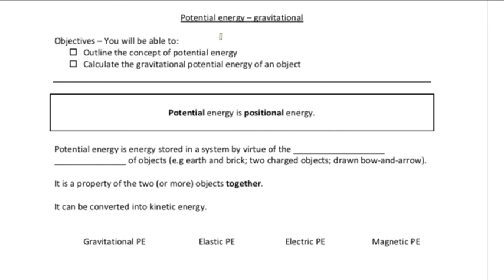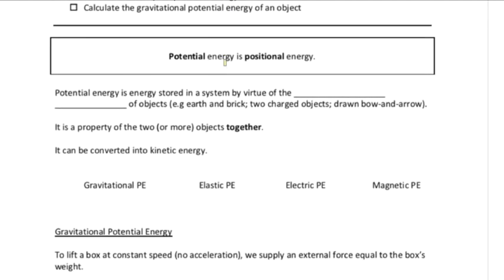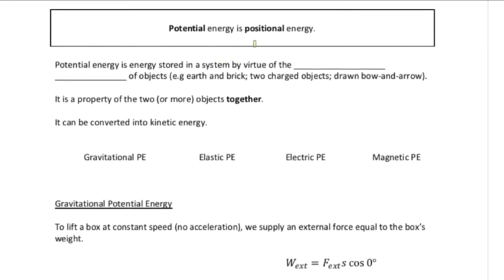In this lesson, we're going to talk about gravitational potential energy. You'll be able to outline the concept of potential energy and specifically calculate the gravitational potential energy of an object. So first, it's helpful to think of potential energy as positional energy.